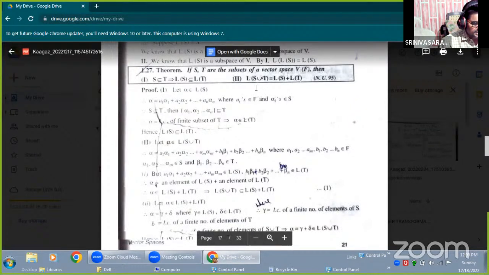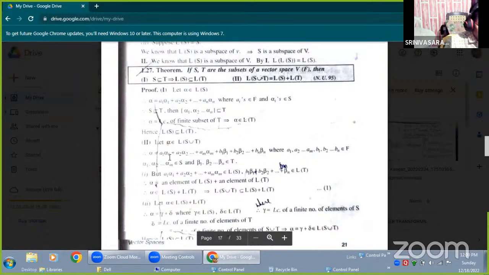For S union T, now here L of S union T has a vector alpha. Alpha can also be written as a linear combination of a finite subset of elements, where S is the subset of elements alpha values, and T is the subset of elements beta values. To write the linear combination, S union T means the sum of finite subsets of the elements of the vectors, the a i alpha i values and b i beta i values. So that is a1 alpha 1, a2 alpha 2, and so on, am alpha m. The T values are b1 beta 1, and so on, bn beta n.